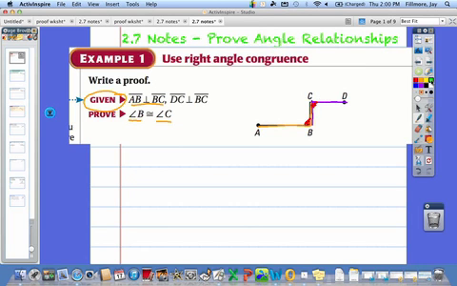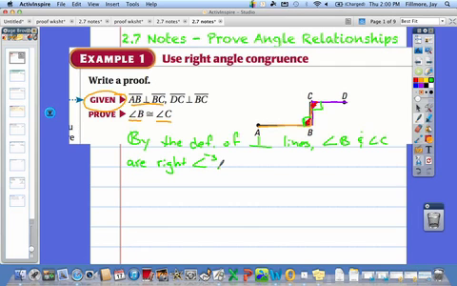Well, knowing what we know about perpendicular lines, the definition says that those two lines intersect to form right angles. So we know that both of these angles should be right angles. So we can say by the definition of perpendicular lines, angle B and angle C are right angles. And we know since they're both right angles, the two angles are going to be congruent because they have the same measure, which is 90 degrees.